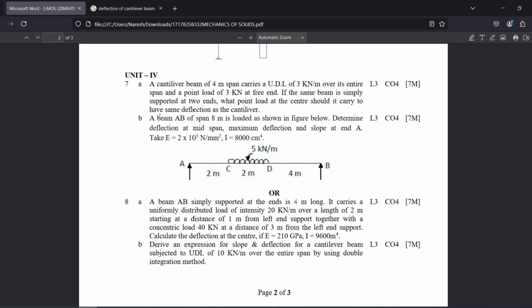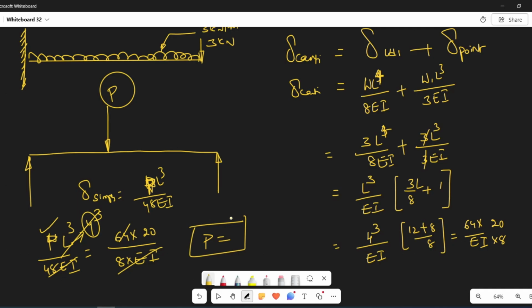The next one is a beam AB of 8 meters loaded as shown in the figure below. Determine the deflection at mid-span, the maximum deflection, and the slope at end A, which means theta. So what we have to do for this kind of problem?